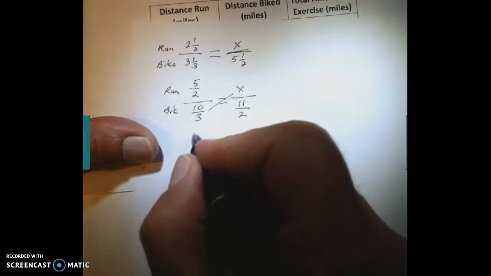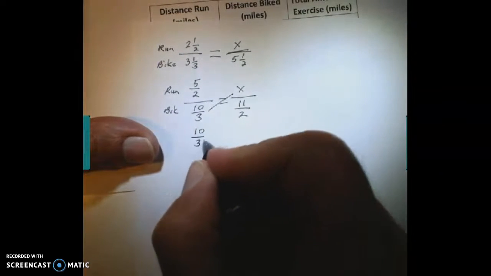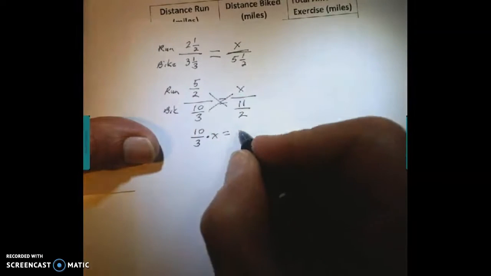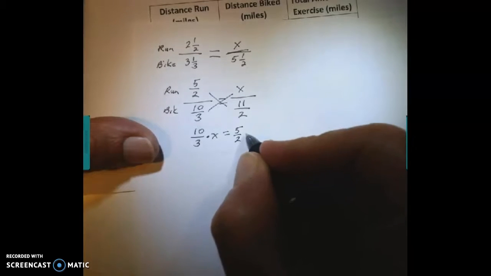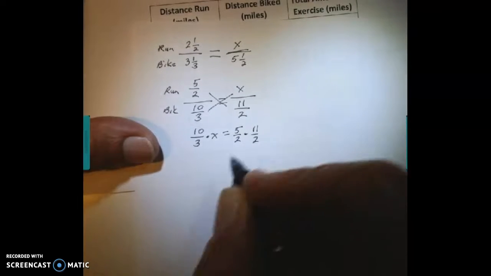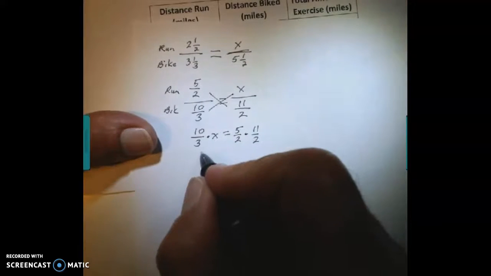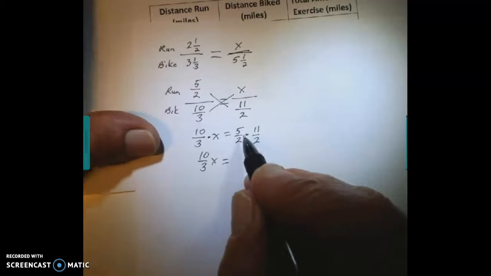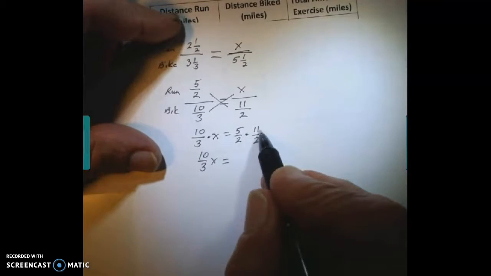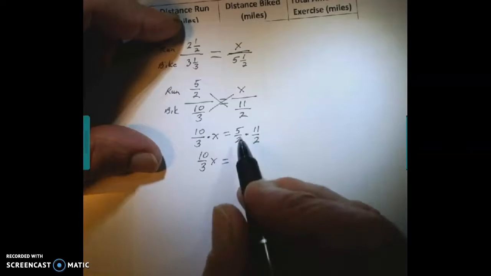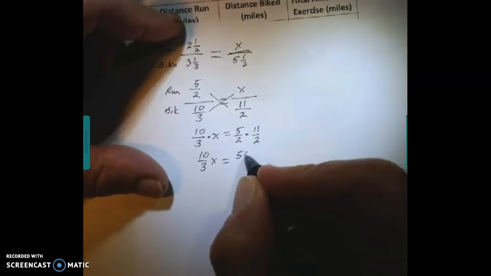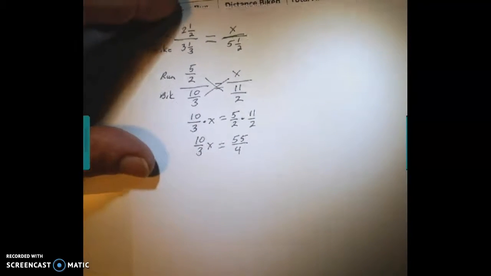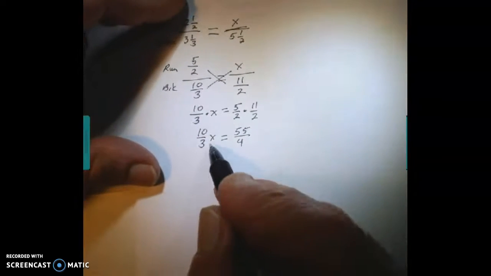Now cross multiplying. It's going to be that 10/3 times X is going to equal what you get when you multiply the other direction, which is going to be 5/2 times 11/2. This part, you basically just drop the dot and say that this is 10/3 X. Over here, when you multiply fractions, you multiply numerator times numerator, denominators times denominators. So 5 times 11, 55. 2 times 2, 4. Now you have an equation.